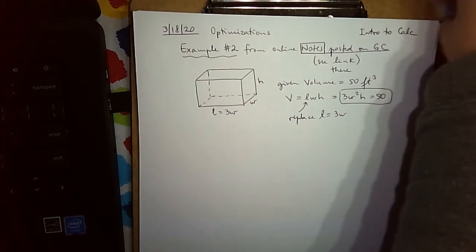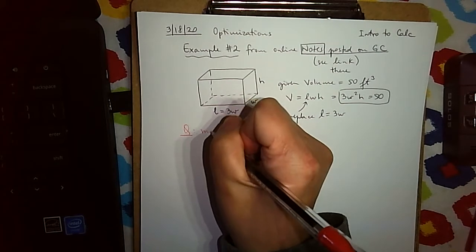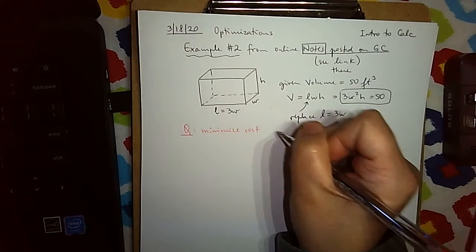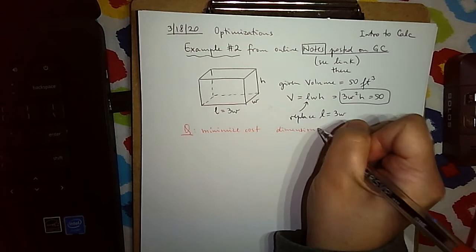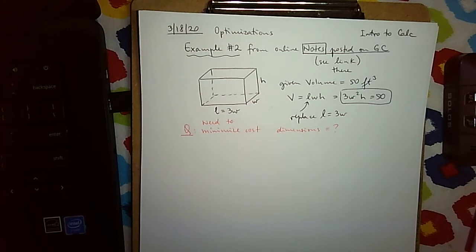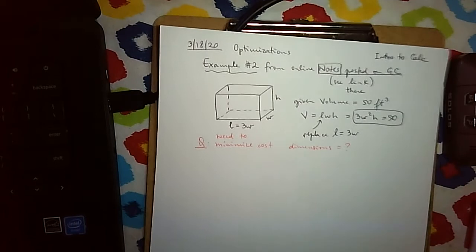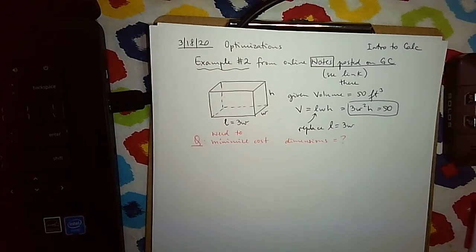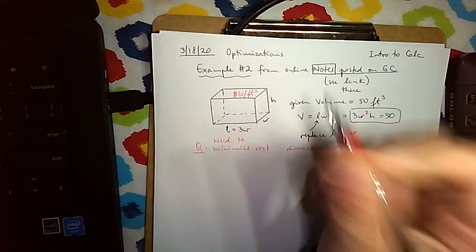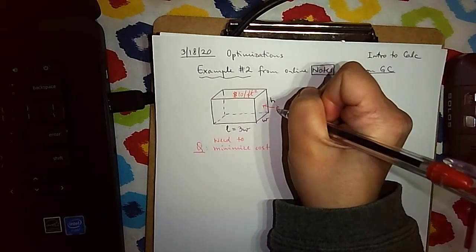Now, this same problem is asking me to minimize. The question says we want to minimize the cost, and we want to find the dimensions for this box. Now, in this problem, we have a different cost for each part. We have $10 per square foot on the top and the bottom. We have $6 for the rest of the parts.